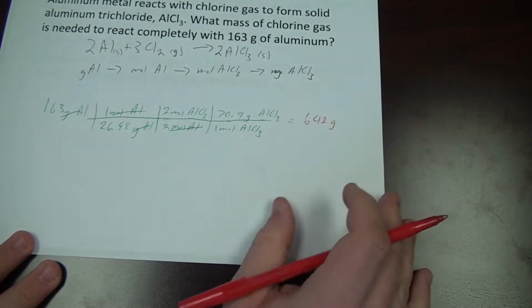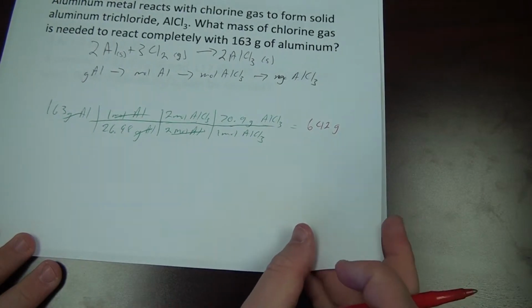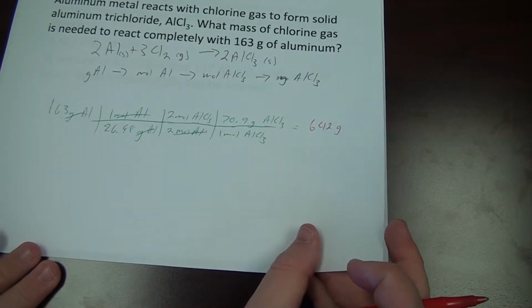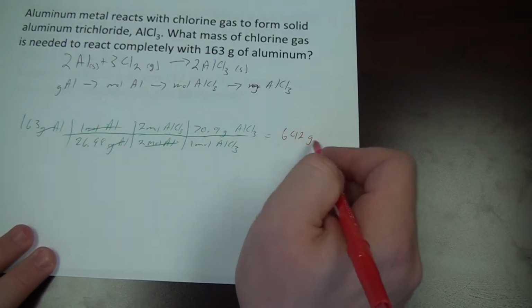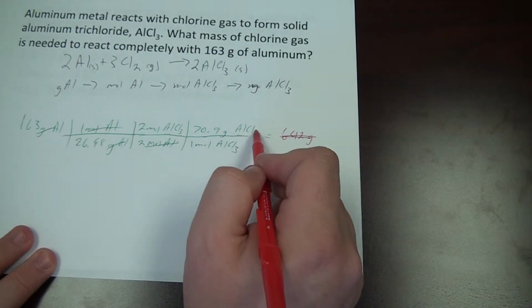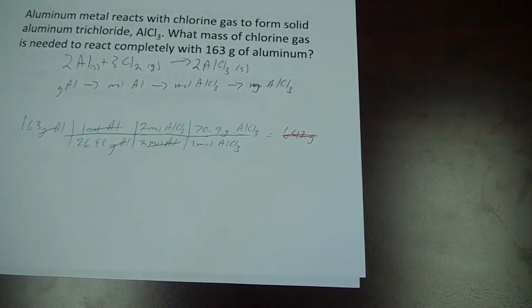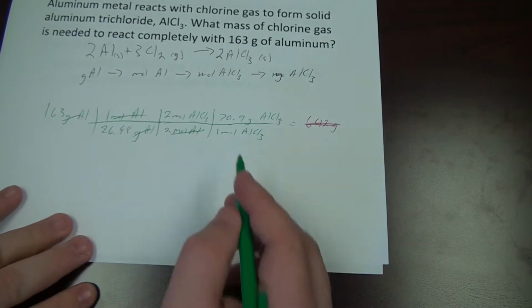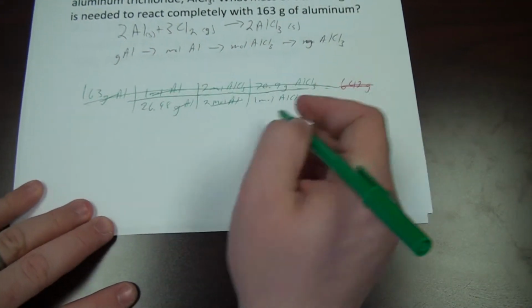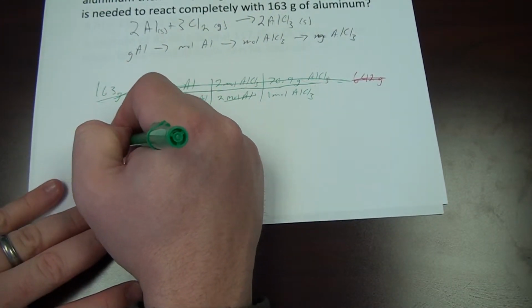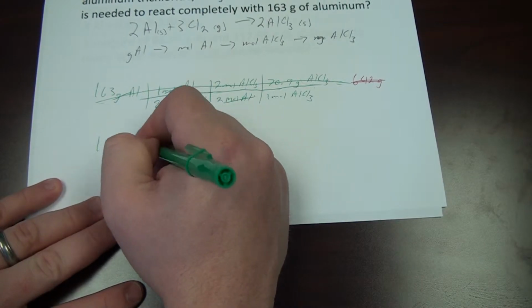All right. Look at me. This is not the right answer, because I solved in this equation for aluminum chloride. We wanted chlorine gas. So that means we have to go back to here. So this isn't right. So 163 grams of aluminum.